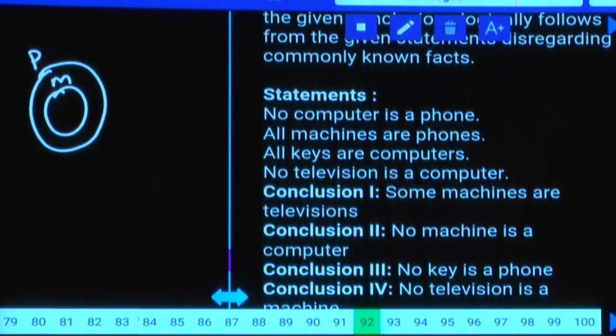And all keys are computer. No computer is a phone. No computer is a phone means computer and phone should not be intersected. Computer. No computer is a phone.